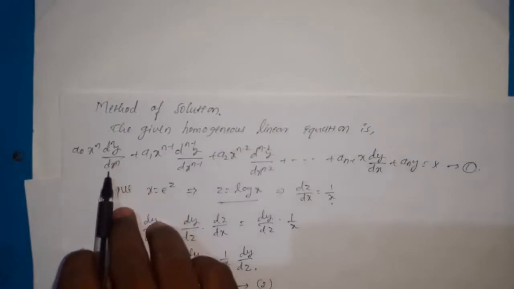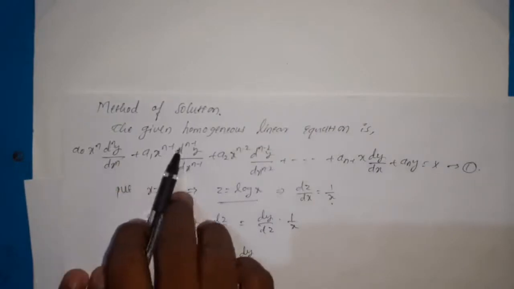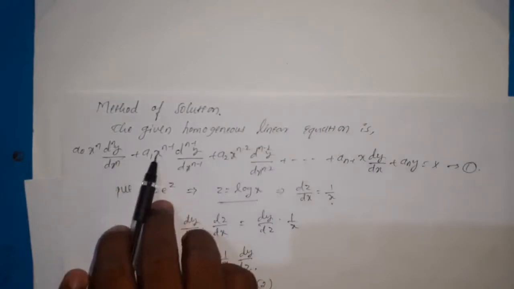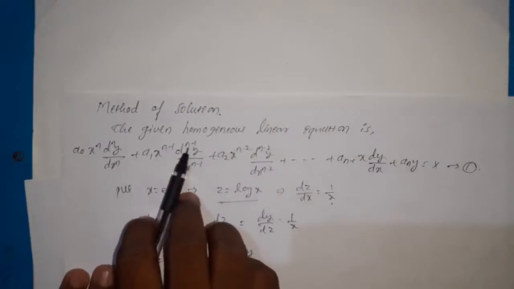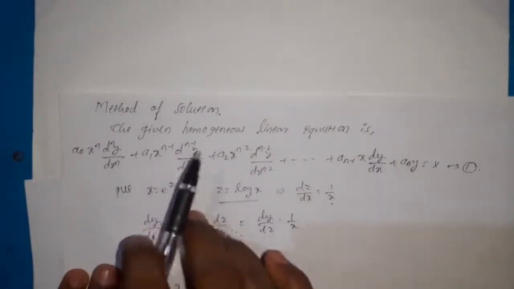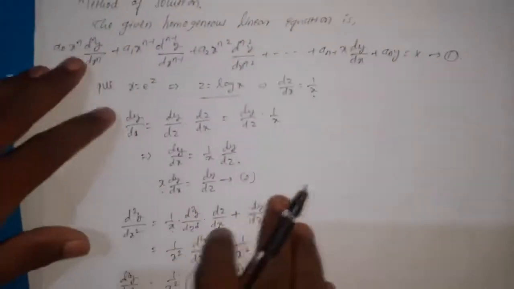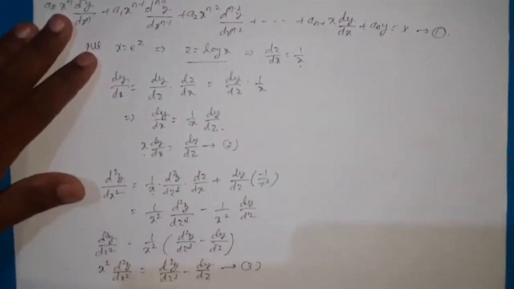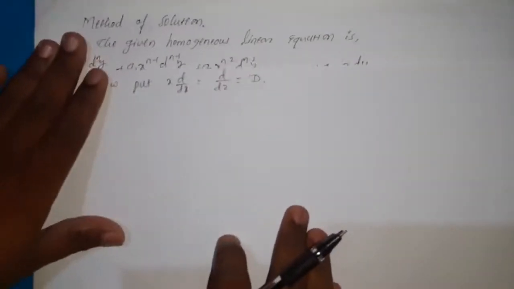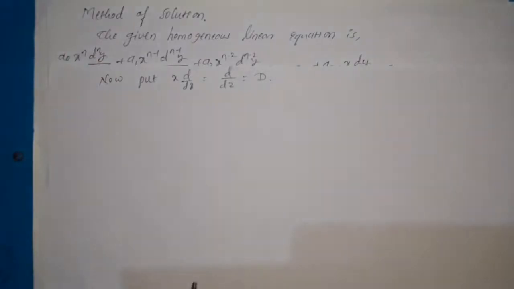So in this equation this d by dx is multiplied by x, then here d by dx is multiplied by x. So the order of d and the order of x are the same, but each differential coefficient is multiplied by x. Therefore we have considered that operator as x into d by dx, and that is nothing but d by dz.